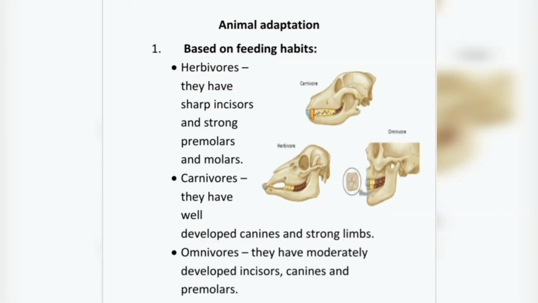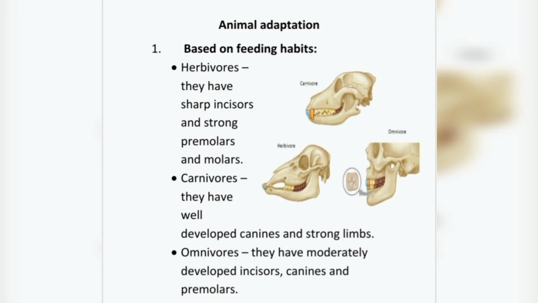The process by which animals make physical and behavioral changes to adjust to their natural environment or habitat is called adaptation. Let us study adaptations in animals based on different characteristics. Based on feeding habit, animals are categorized into three categories: herbivores, carnivores, omnivores. Herbivores are the animals that eat plants or plant parts. Horses, cows, sheep, goats, giraffes, elephants, etc. are some examples of herbivores.